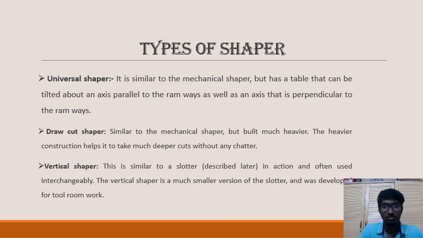The vertical shaper is similar to a slotter in action and also often used interchangeably. The vertical shaper is developed for toolroom works. The stroke of the ram is generally limited below 300 mm. The main difference between the two is that while the slotter allows for vertical motion, the vertical shaper has the ability to adjust the ram in the vertical position about 15 degrees from the vertical. This will help in cutting with the proper clearance in the tool and dies.